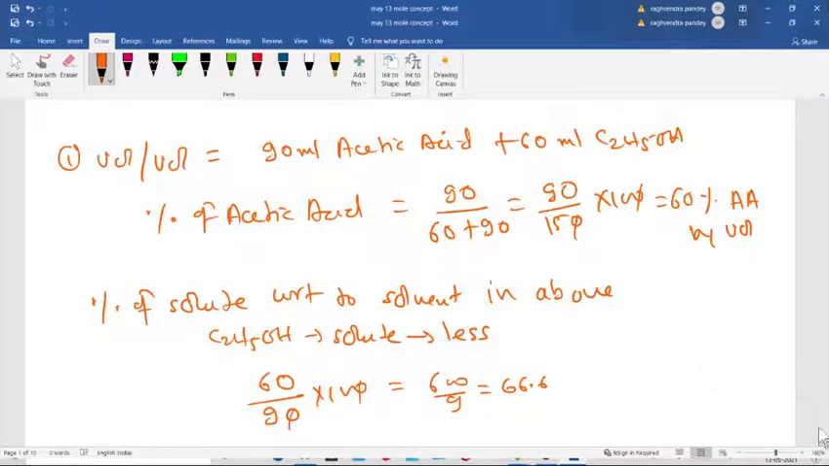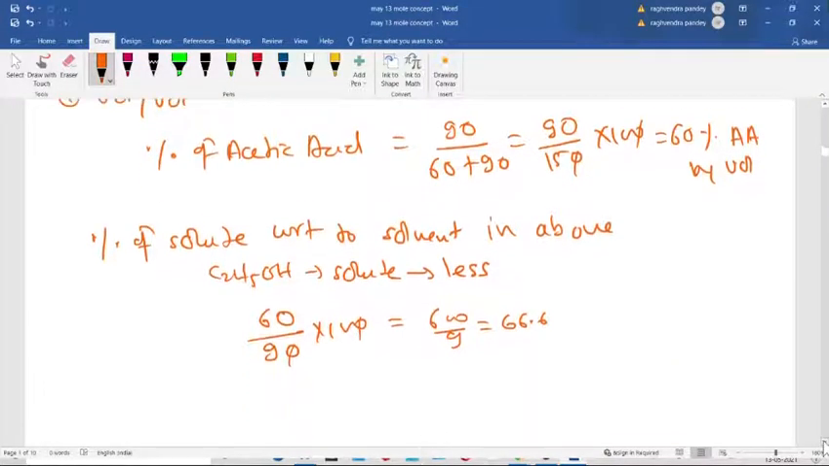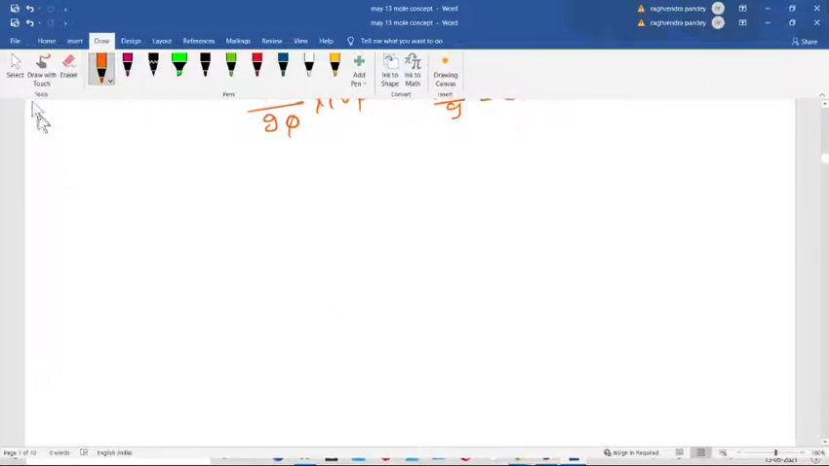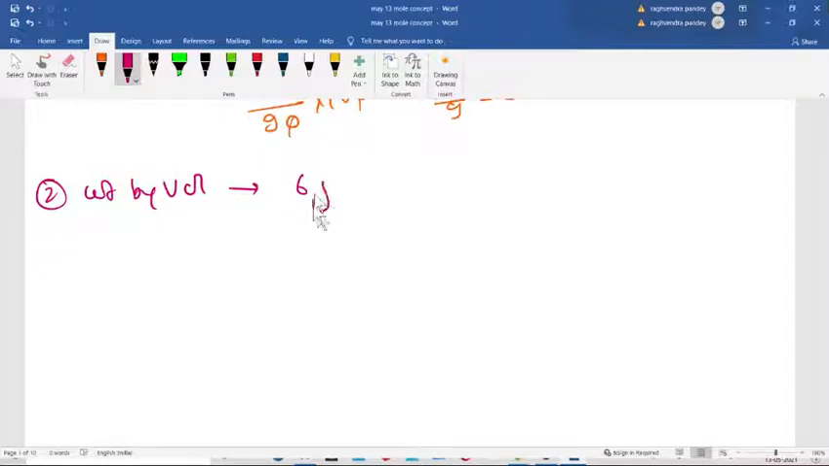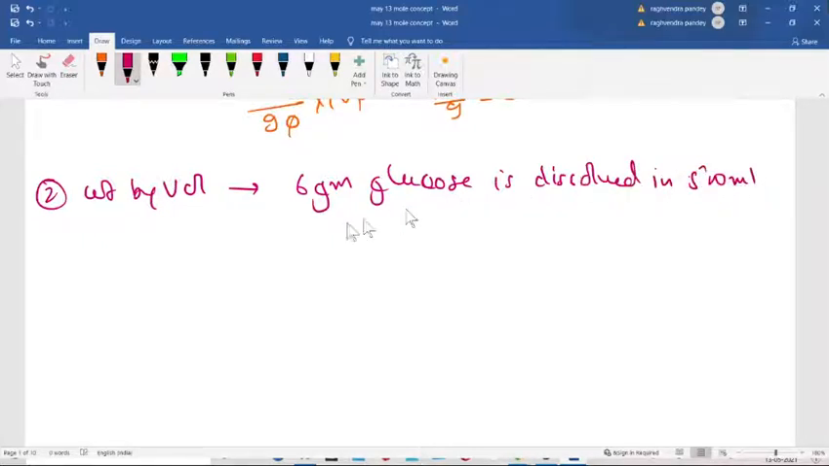Okay. Now the next concept is weight by volume. Weight by volume means, suppose 6 gram glucose is dissolved in 500 ml water. Okay, so suppose this is the condition.